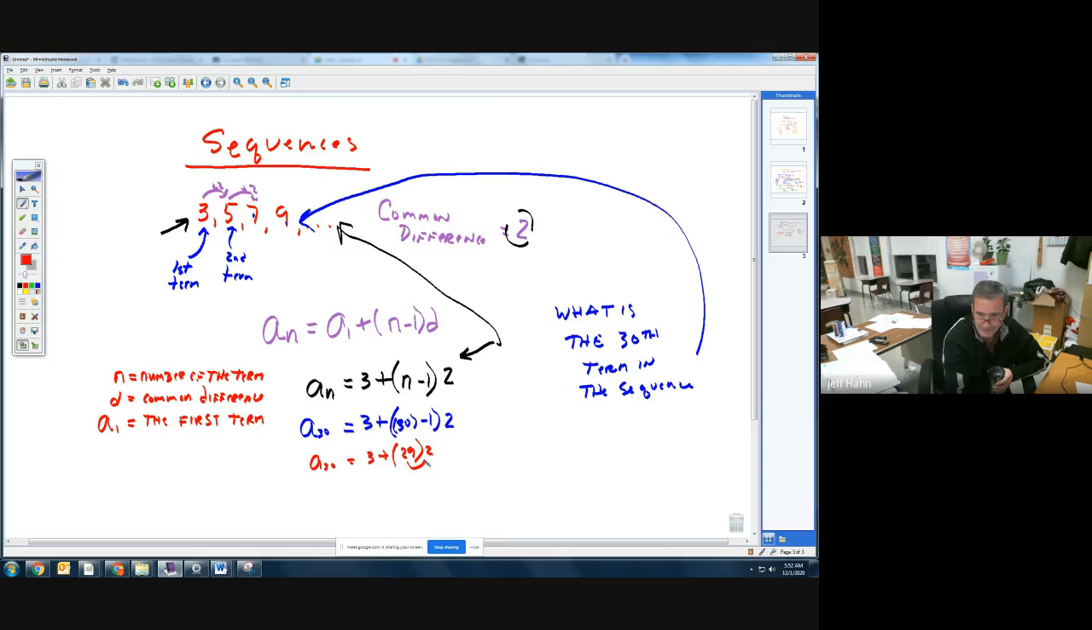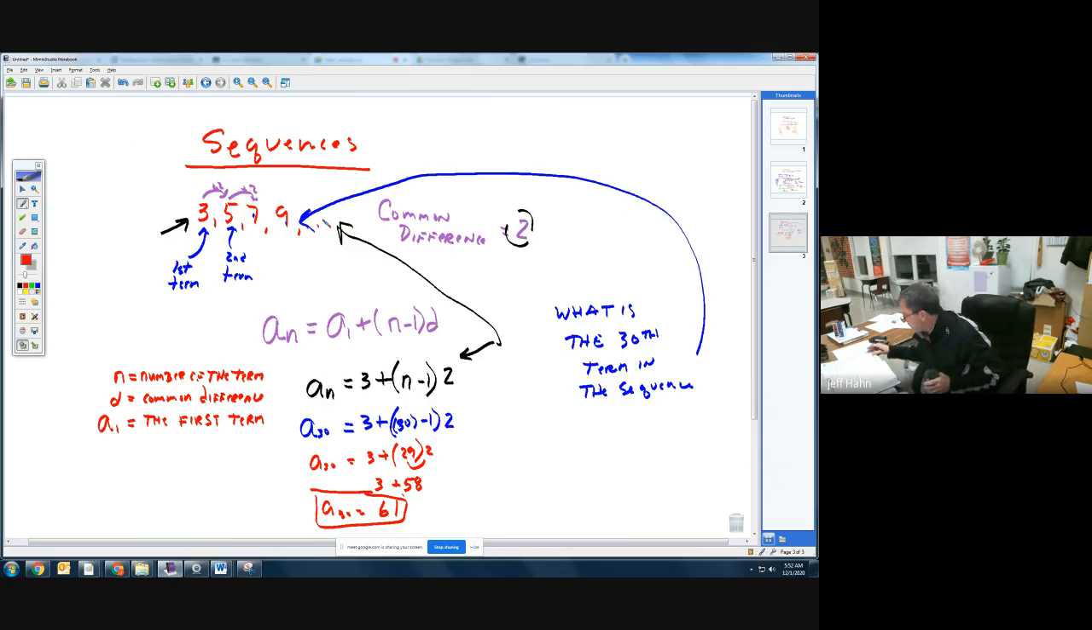I multiply 29 times 2, that is 58. And then to 58, I'm going to add that 3. So the 30th term would be 61 in this sequence up there. Feel free to do it. I'm not going to do it all the way out to 30, but it will work. Trust me on that. Let's just go with that.